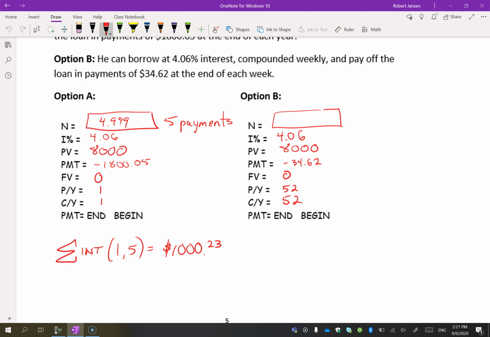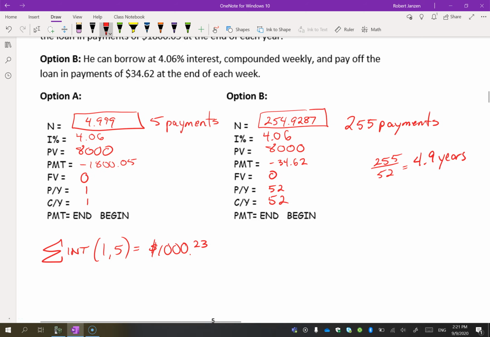Well, if I do this, it turns out to be $254.9287, which is 255 payments. Well, that seems like way more, right? 255 payments? Well, let's go 255 divided by 52. What does that equal? 4.9 years. So which one's better? This one is 5 years. The other one's 4.9 years.